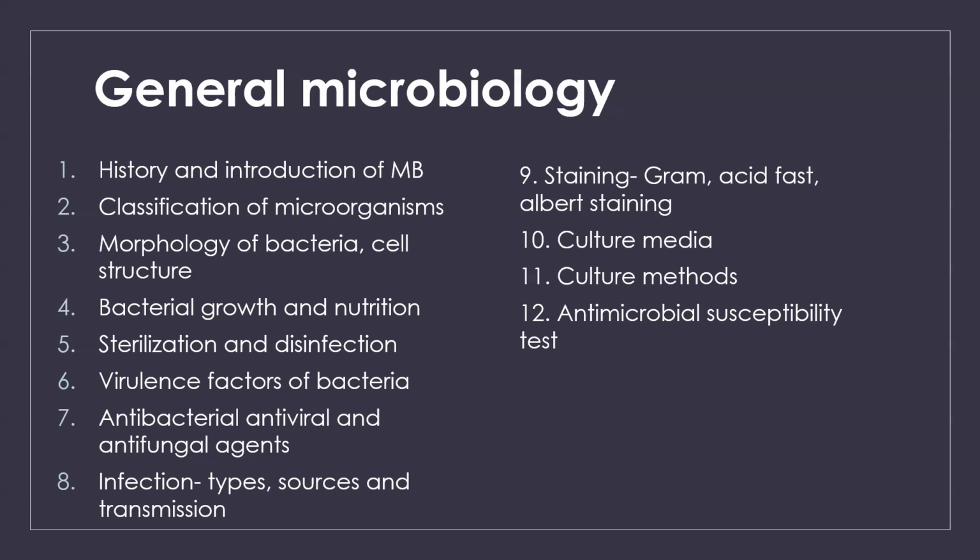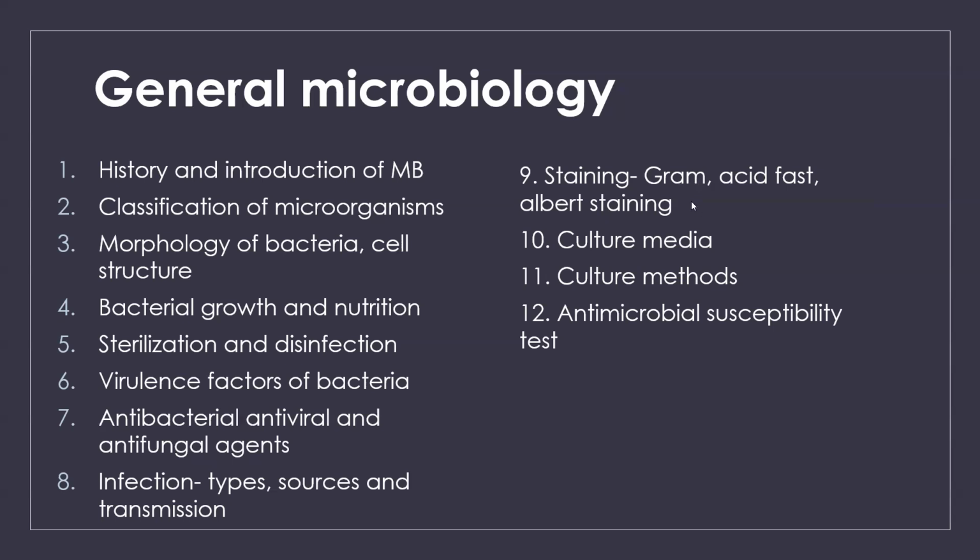And if you get transmission of infection, you should write direct contact, indirect contact, respiratory tract, ingestion, inoculation, transplacental, those various modes. If you see your syllabus copy, only topics 1 to 8 are there. But in addition to that, you should read these topics also: staining, like gram staining, acid fast staining, and Albert staining.